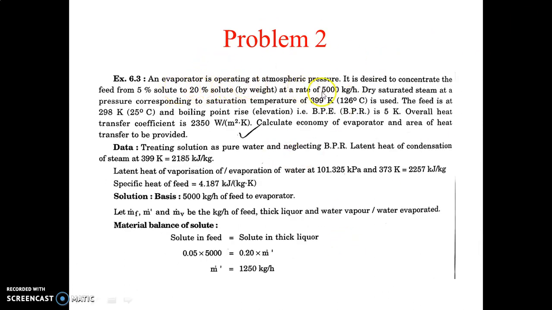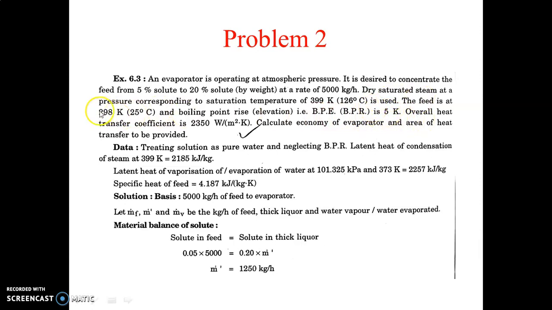An evaporator is operating at atmospheric pressure. It is desired to concentrate the feed from 5% solute to 20% solute by weight. So the weight fraction is given, or we can say the weight percent, at a rate of 5000 kg per hour. Dry saturated steam at the pressure corresponding to the saturation temperature 399 Kelvin is used. So this is the condition of that steam which is used in that evaporator for heating purpose. The feed is at 298 Kelvin and the boiling point rise or elevation is 5 Kelvin.